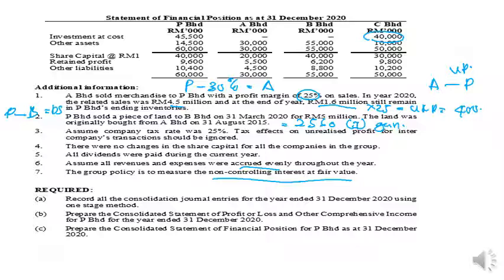Assume that the company tax rate is 25%, but you need to ignore the tax effect on the unrealized profit, that means that there is no tax. And then there are no changes in the share capital of all of the companies in the group. All dividends were paid during the current year. Revenue was accrued evenly. Group policy is to measure NCI at fair value. So the thing that you need to do here is to prepare the consolidated journal entries.